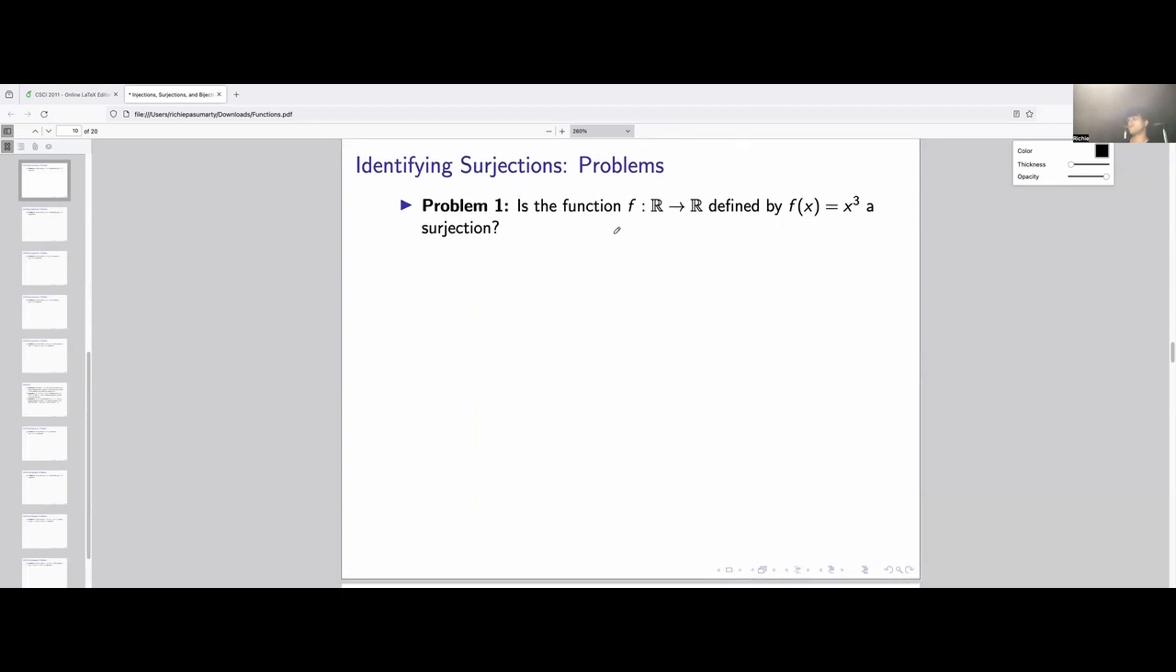All right. Okay, this problem right here is actually the same one as what we discussed above. So I'll just let you maybe resolve it, but it is a surjection.